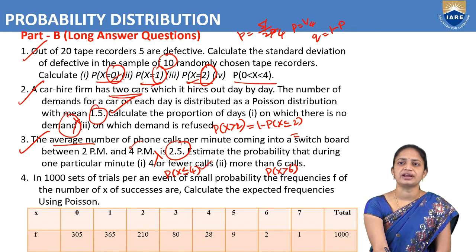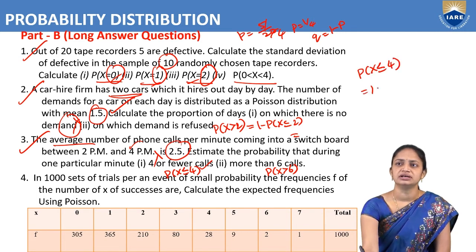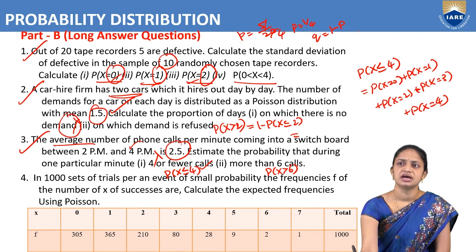So we need to find first P of x less than or equal to 4. So that is P of x equal to 0, 1, 2, 3 and 4. So this is our first question. The formula here is the Poisson distribution formula, P of x equal to e power minus lambda, lambda power x by x factorial. Okay, so this is our first question.